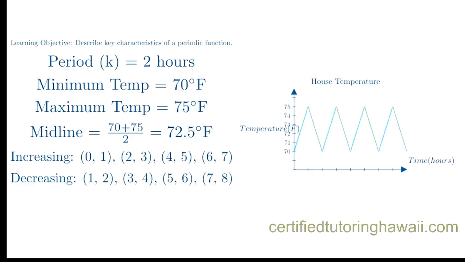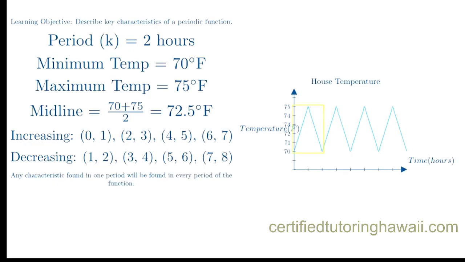This demonstrates a crucial principle of periodic functions. Any characteristic you find in one period, such as increasing or decreasing intervals, will be found in every period. The function is predictable. So, we've explored how to build graphs of periodic relationships from verbal descriptions.